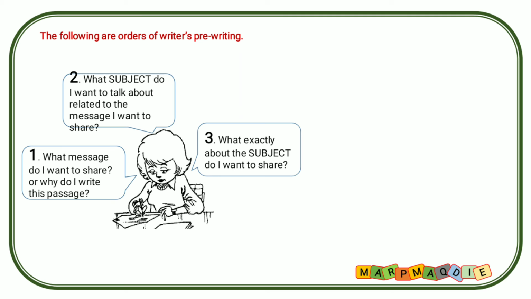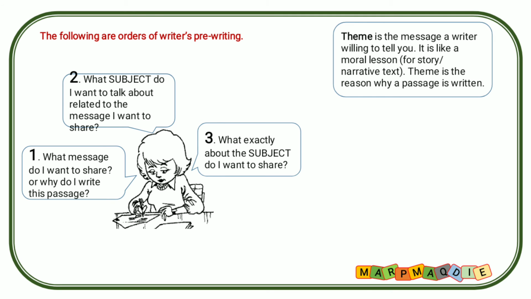In other words, we can conclude that theme is the message a writer is willing to tell you. So the main message a writer is willing to tell you is theme. It is like a moral lesson if it is for a story or narrative text type, and theme is the reason why a passage is written for an academic or factual text type. And then topic is the subject of the passage.